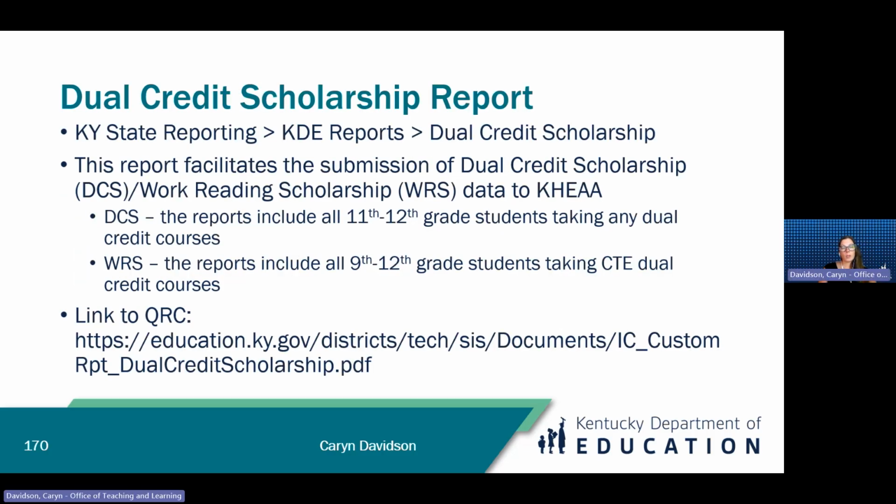We do have a dual credit scholarship report. There are 3 kind of sub-reports under this one, so I'll briefly go over each of those. There is an error report, and this should be run to identify missing data elements that need to be fixed before a submission file is generated. KIA will reject students with missing data elements, so this step is extremely important.